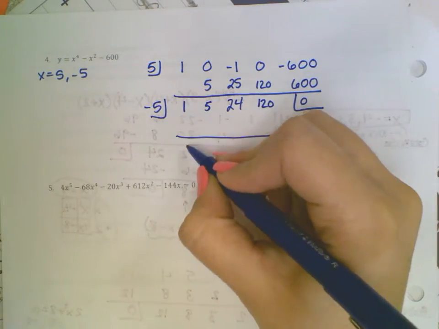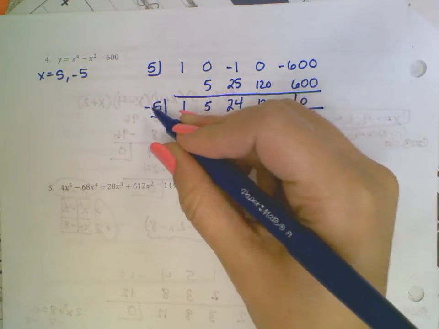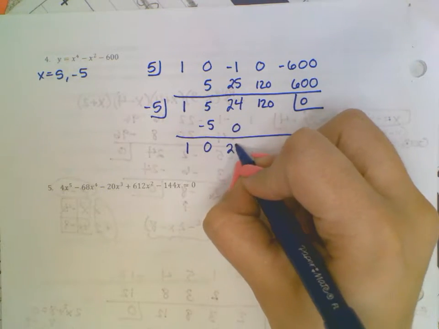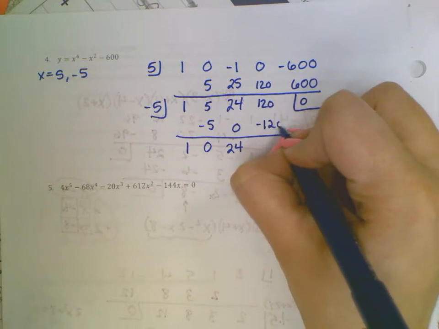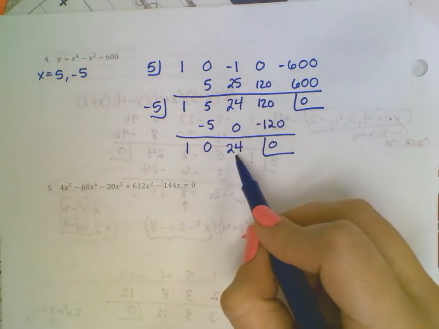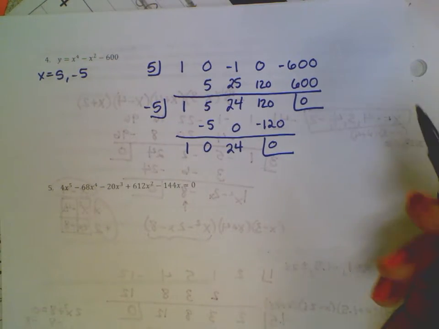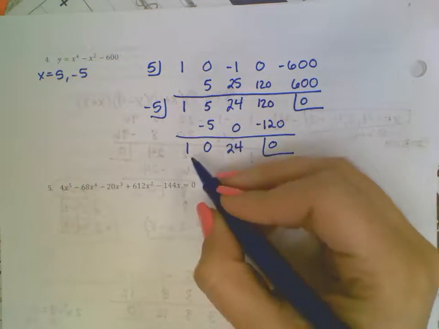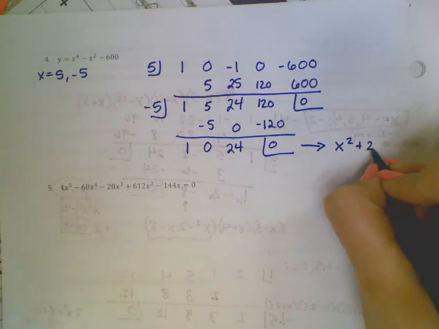And I'll bring 1 down. -5 times 1 is -5. 5 plus -5 is 0. -5 times 0 is 0. 24 plus 0 is 24. 24 times -5 is -120. -120 plus 120 is 0. So now I've got my remainder is 0. I have my constant. So my constant is 24. This is 0x and x squared. So this becomes the quadratic x squared plus 24.